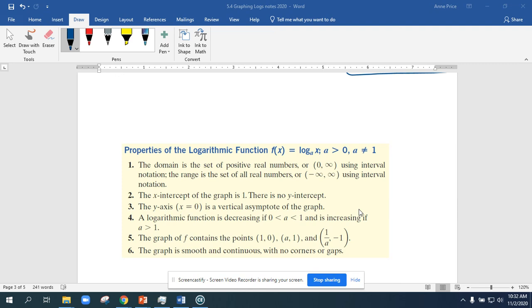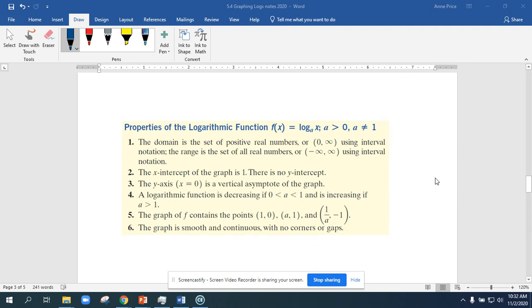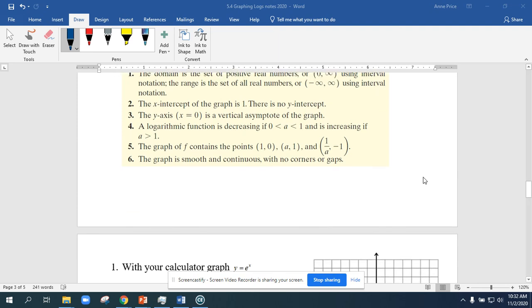A logarithmic function is decreasing when the base is between 0 and 1, but it's increasing when the base a is greater than 1. And then it contains the points (1, 0), (a, 1), and (1/a, -1), which I didn't show, but that does contain it with -1. And the graph should be smooth, continuous, with no corners or gaps.